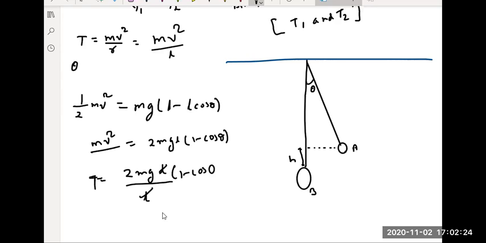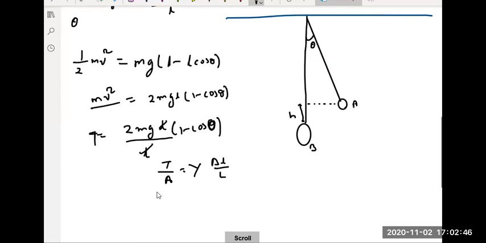Now, if you get tension, can you use stress, T by A is equal to Y delta L by L? Now think about it. You have to find theta. Everything else is given. Can you do that? Tell me, guys, can you do that? Yes or no? Think about it.